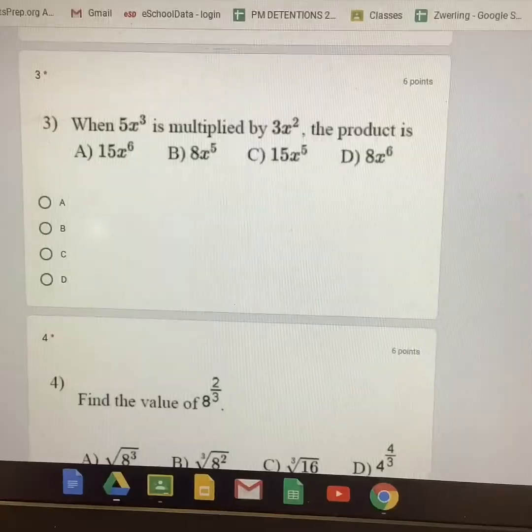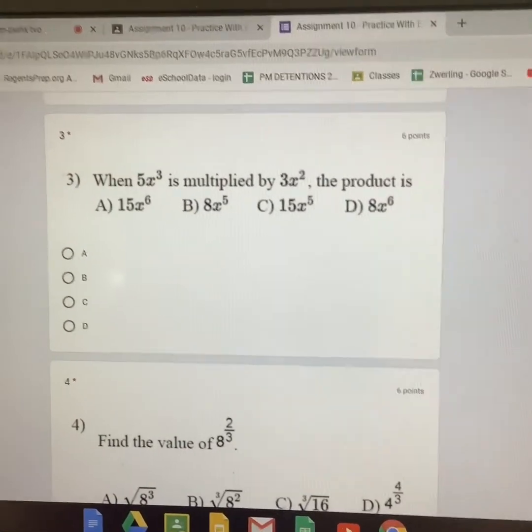For number 3, we have lovely music from Frozen in the background.